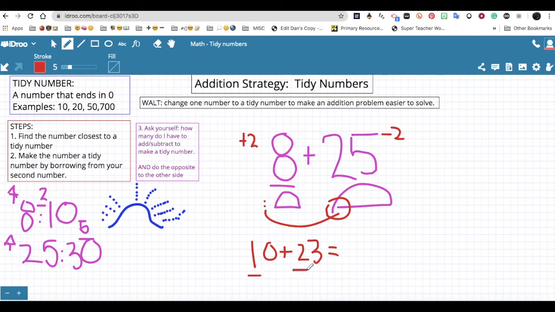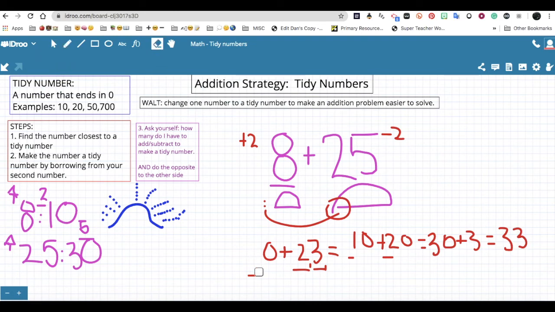So we're going to add our 10s first. So we're going to add 10 and 20. 10 plus 20. And if we know what 1 plus 2 is, 1 plus 2 is 3, then we know 10 plus 20 is 30. Now our last step is we need to add our 1s. And we only have one lot of 1s because our number over here is a tidy number. So we're going to go 30 plus 3. 30 plus 3 equals 33.